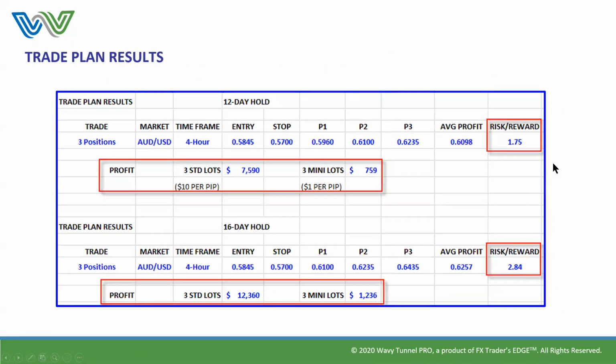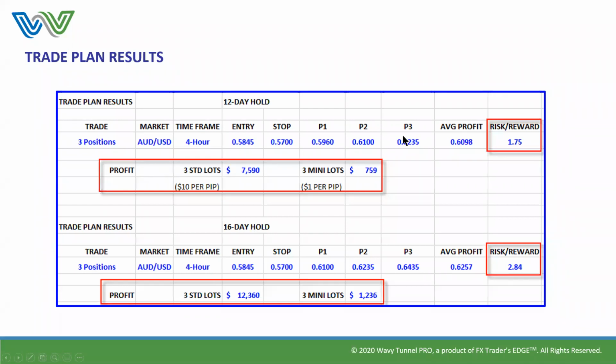Now let's see what that looks like in terms of P&L. If you take three positions, which is what we've illustrated, three positions exiting at three different levels, the first is using the 38.2, 50%, and 61.8%. That is a 12-day hold by the time your third profit target is hit. If you take the 50%, 61.8, and 78.6, it's a 16-day hold.